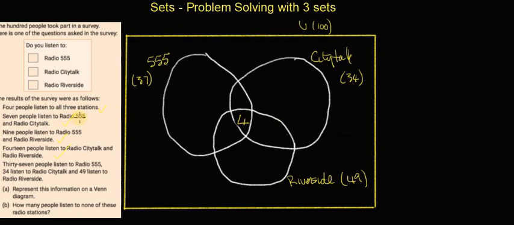7 people listen to 555 and City Talk. Well, 555 and City Talk is this bit here. And we've already got 4 here, so there's 3. That's important. It's not a 7 goes there, because if you put 7 here, 7 and 4 is 11. There's 7 altogether listen to Radio 555 and Radio City Talk. So 555 and City Talk, there's 7 people altogether.